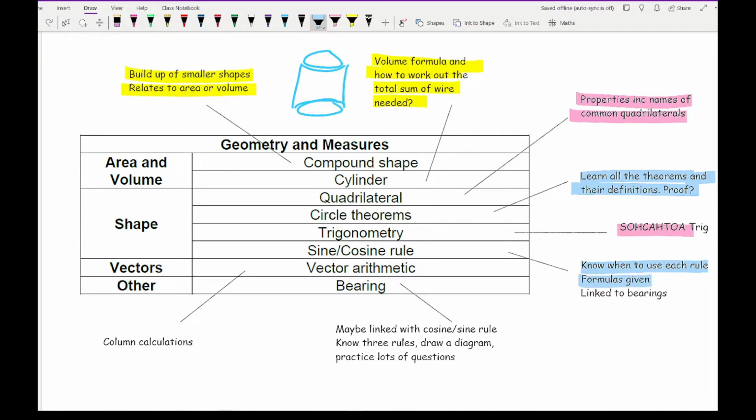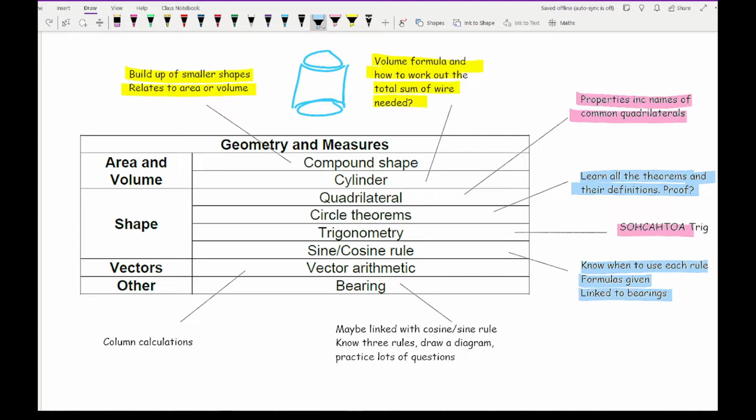And again, this topic could be linked with bearings, and there are so many questions linked with bearings with the cosine and sine rule and trig in general. So don't automatically think that the bearing question could only be linked with the cosine and sine rule. It could involve the trig topic as well.